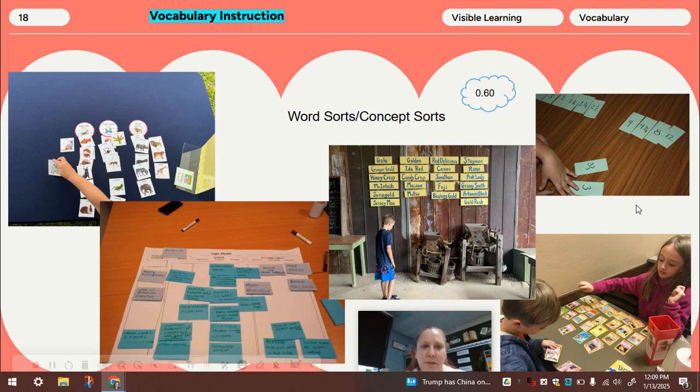So if you want to talk to me more about open sorts and closed sorts, I'd be happy to help. This is great for science and social studies. It's really great for your advanced learners. Especially open sorts. And again, an open sort is where the students can sort it any way they want, and it really gives them freedom because you tell them there's no right or wrong answer. It is however your brain is making connections between these words.